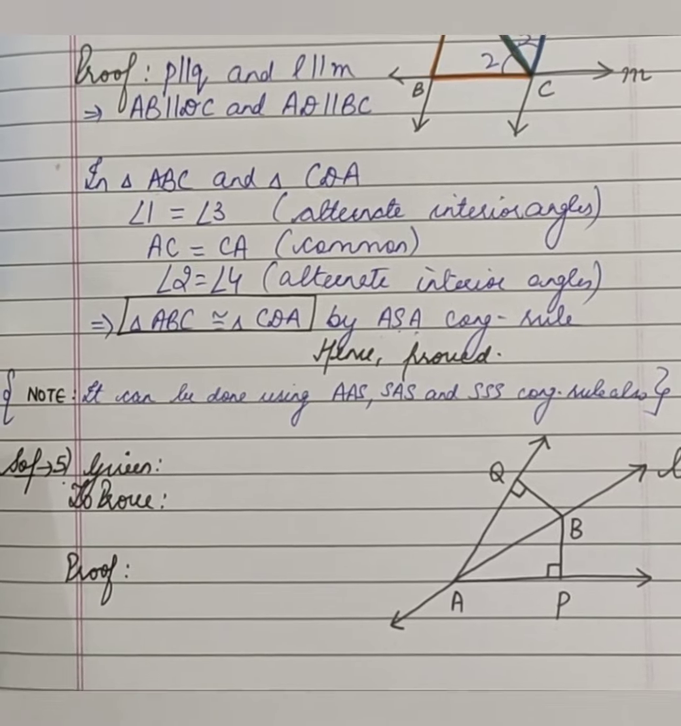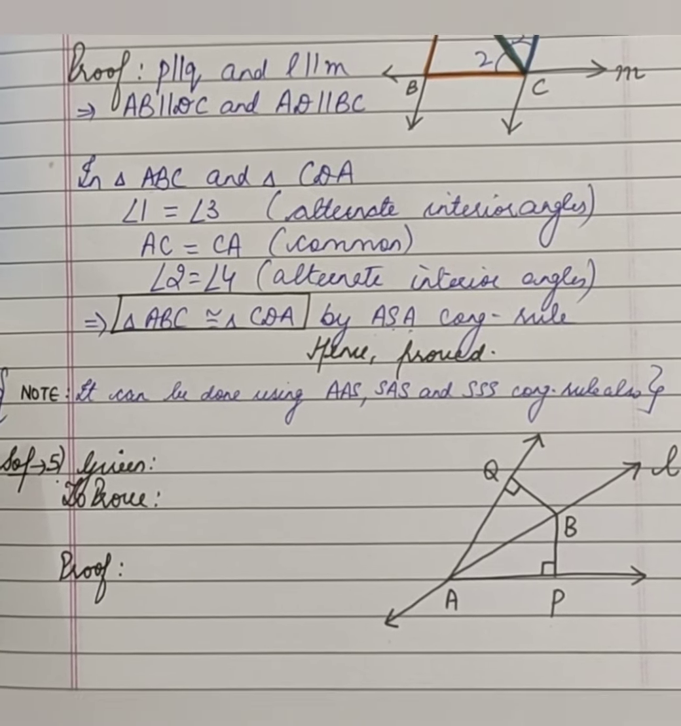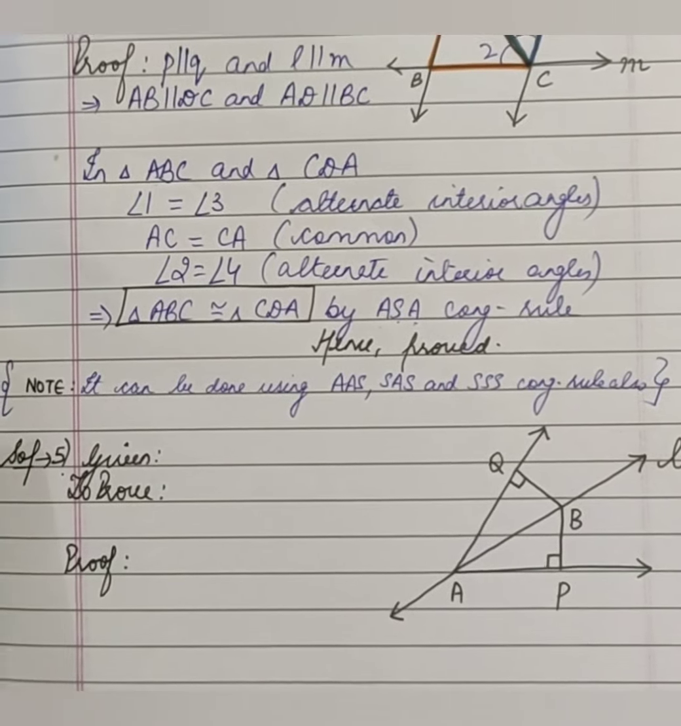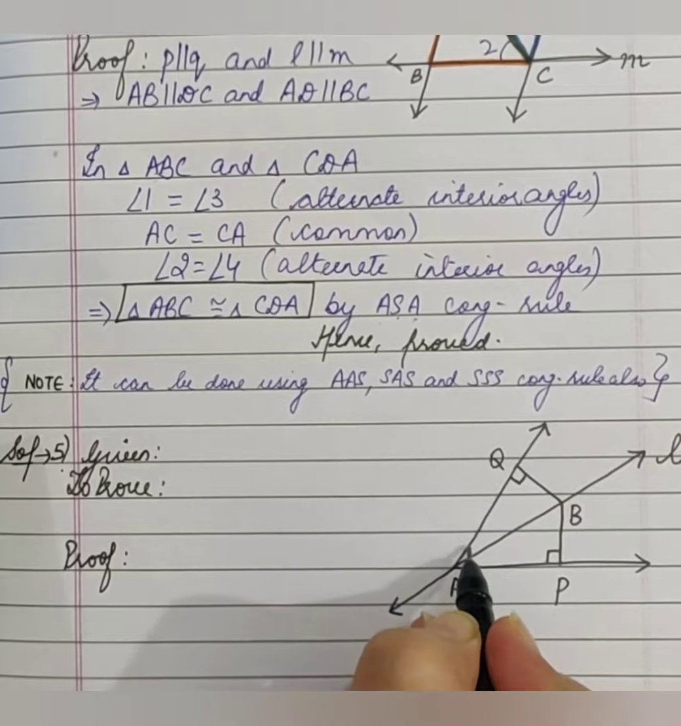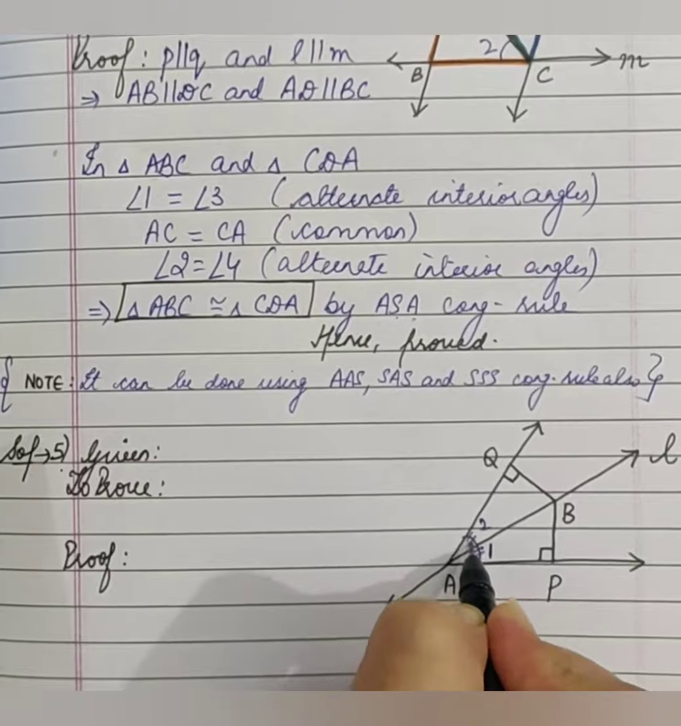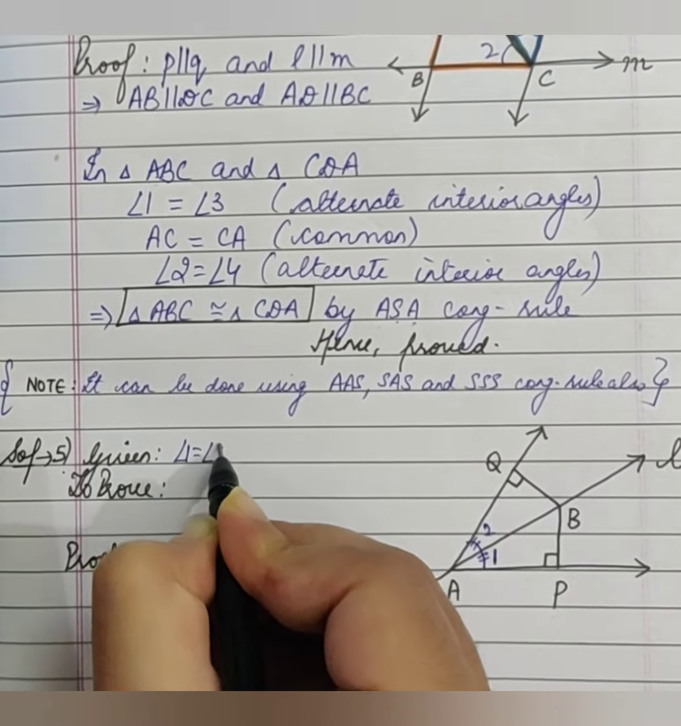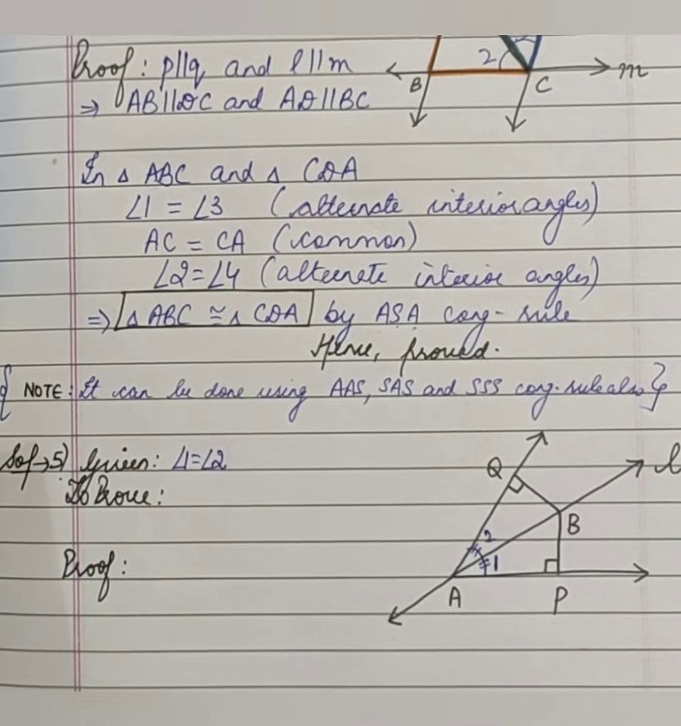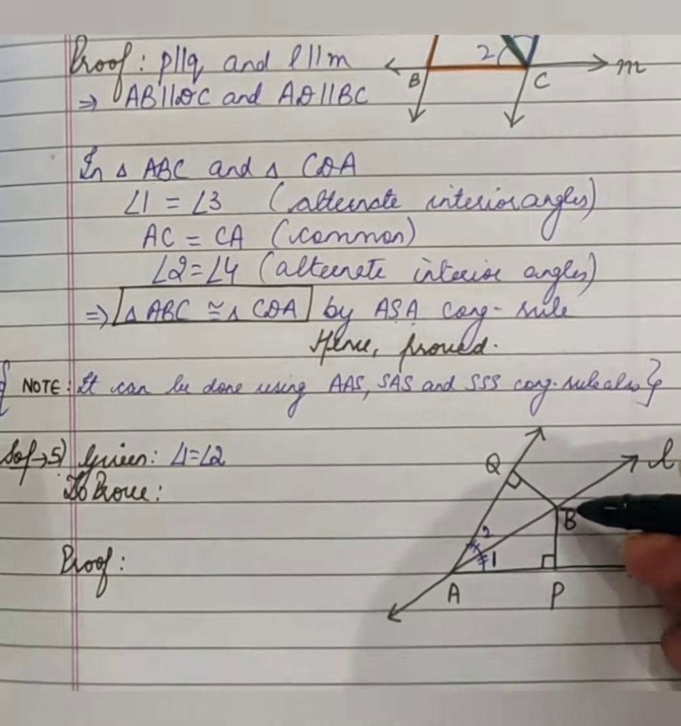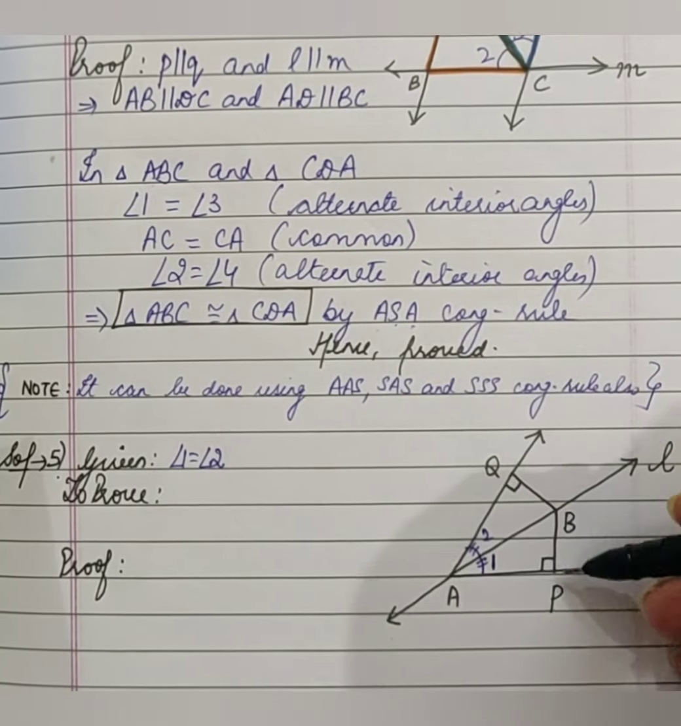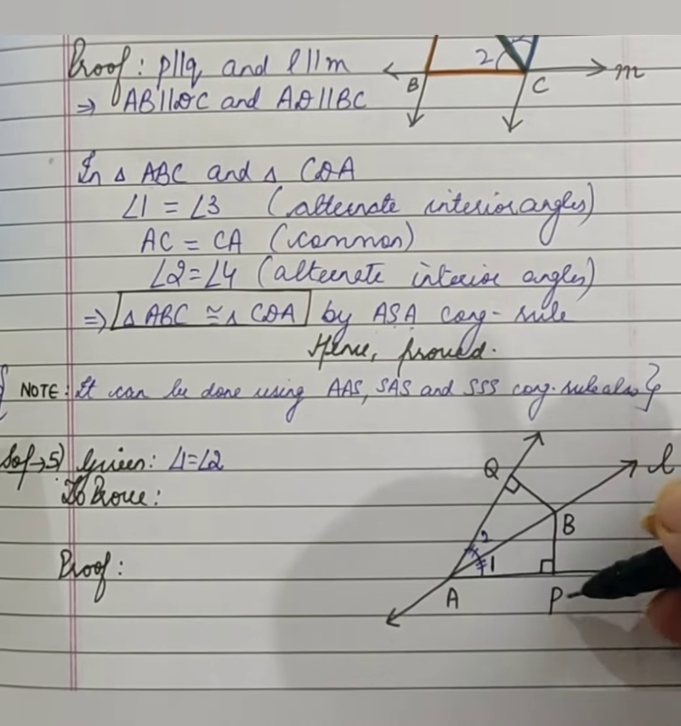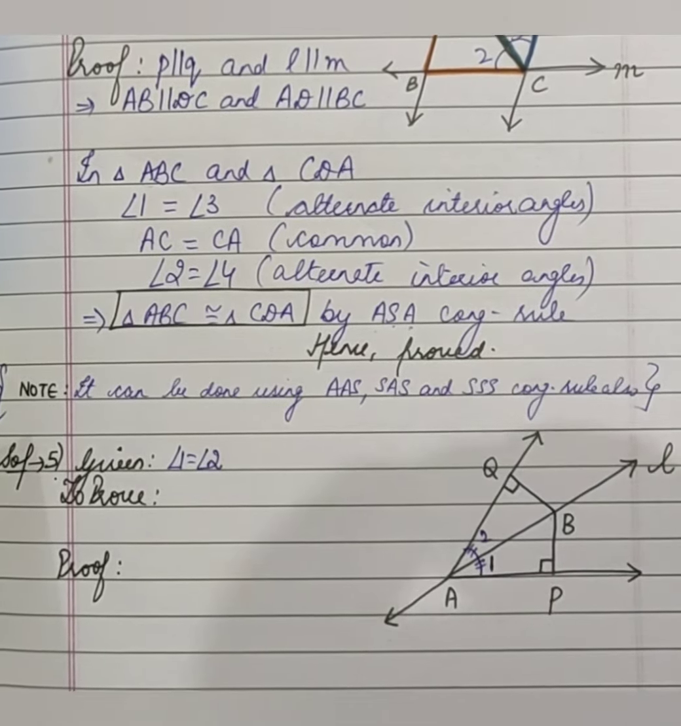This is the diagram. It is given line L is the bisector of angle A. That means this line is bisecting angle A. So we can say angle 1 is equal to angle 2, because a bisector of an angle divides that angle into two equal halves. And B is any point on L. BP and BQ are perpendiculars from B to the arms of angle A. So these are given perpendicular.